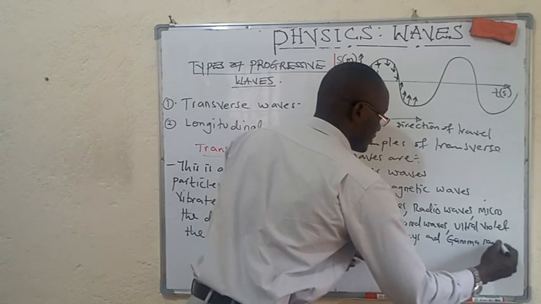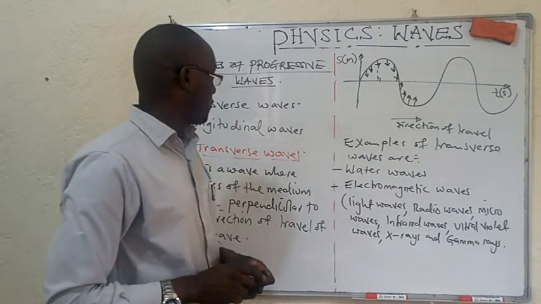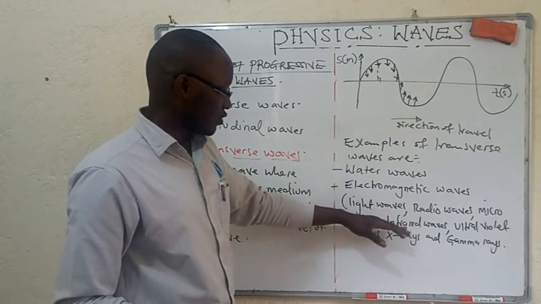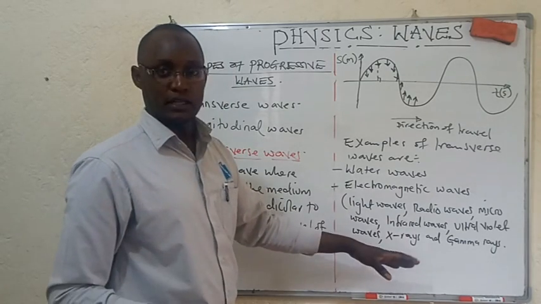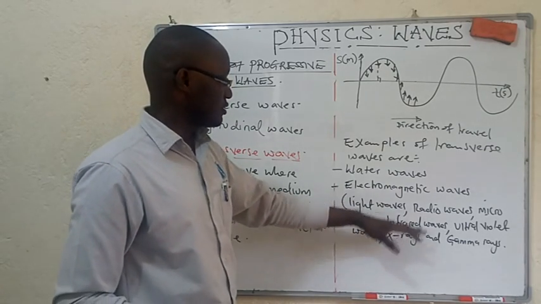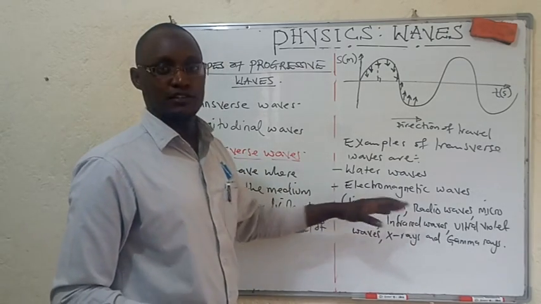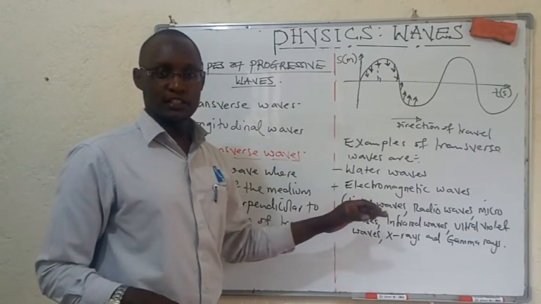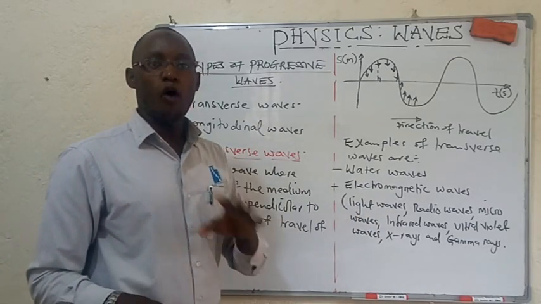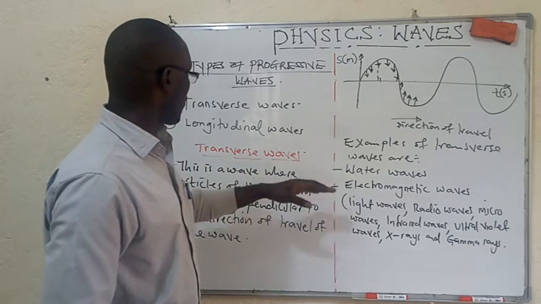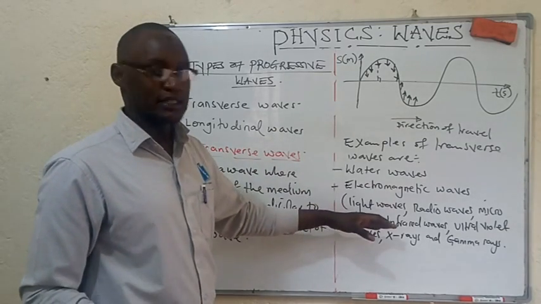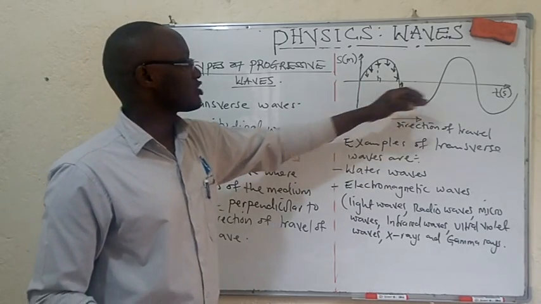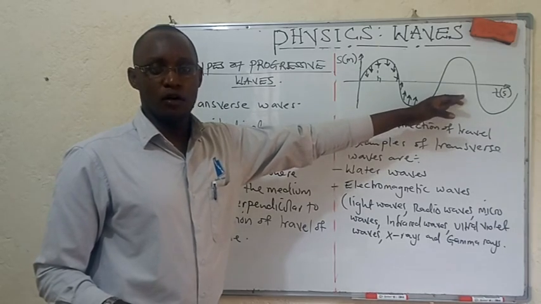So if somebody asks for 3 examples of transverse waves, you can break these electromagnetic waves and list them separately. We talk about the light waves, the radio waves. All these ones are transverse. You remember in our differences between mechanical and electromagnetic, we said electromagnetic are only transverse. The meaning of transverse, we have explained it. Vibration of the particle is perpendicular to the direction of travel of the wave.